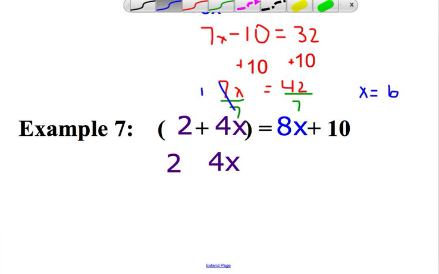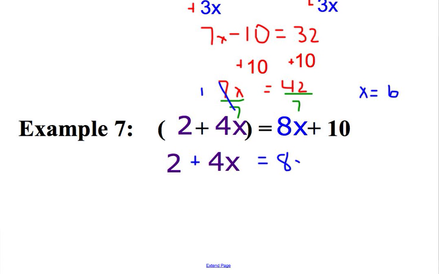And put a plus sign between them. And that equals 8x. And then I do the same process that I did before. Now, if you had to distribute, make sure you distribute, but there's nothing to distribute in this problem. There's no other numbers outside the parentheses right beside it. No other operation. So now we need to get the x's on the same side.